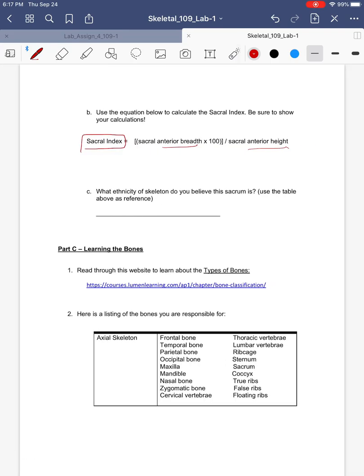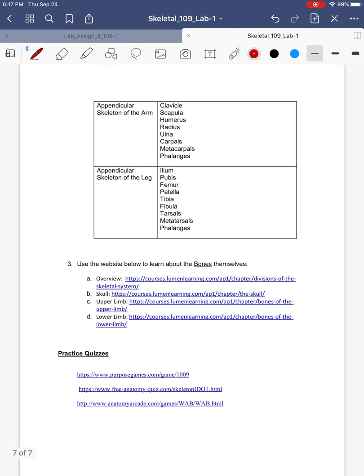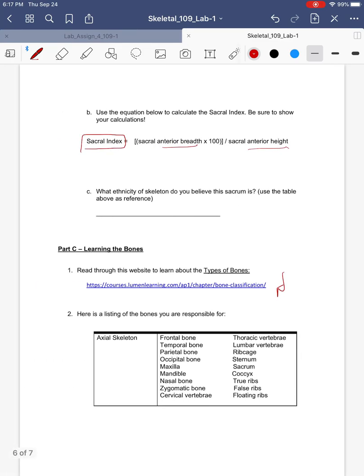All right, and the last part, of course, is learning the bones themselves. This website talks about the types of bones: long, short, flat, irregular. Make sure you look at that. Again, anything that I'm pointing out or putting in red is all fair game for our lab quiz. And then we have a list of bones. You might look at this list and think, oh my God, it's so long. But I want to tell you, there's actually 203 bones in the human body. So this list is much less than 203. So I think you're going to be happy.